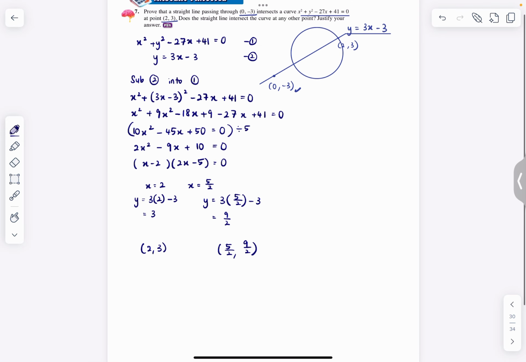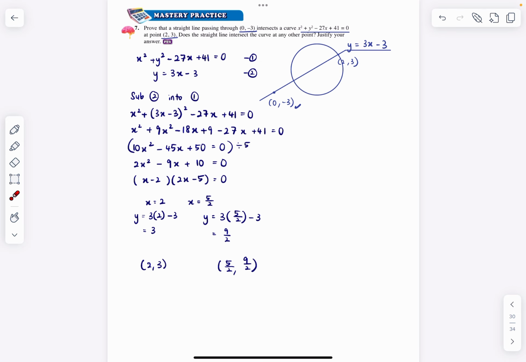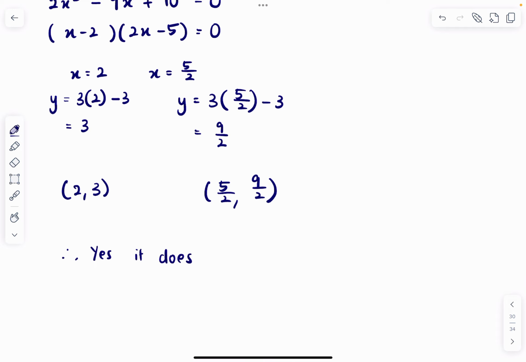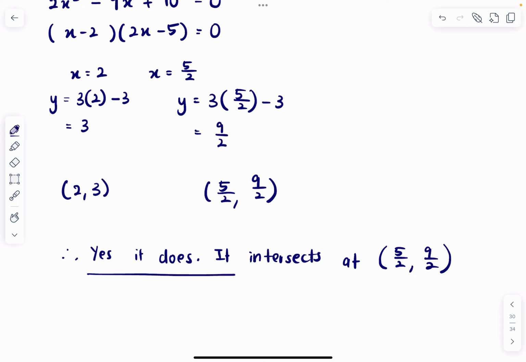Okay. So here they said it intersects at (2, 3). Correct. And then they're asking if it intersects at any other point. Yes, it does. It intersects at (5/2, 9/2). So you can say yes, it does. It intersects at (5/2, 9/2). Done.